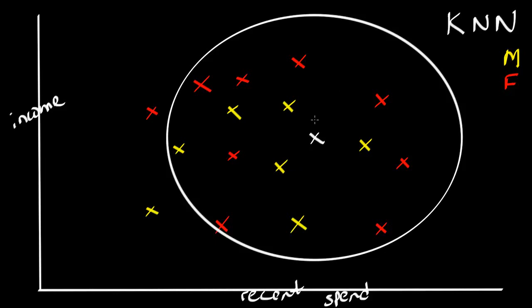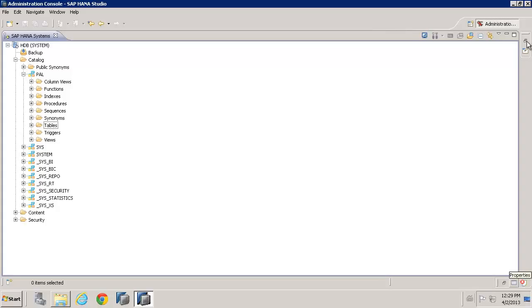It's very simple, very elegant, and of course we're able to do this on a very large volume of training data, perhaps hundreds or hundreds of thousands of different data points, to maybe enable us to get very accurate results. So now let's have a look in Studio at how we actually create the code with HANA.